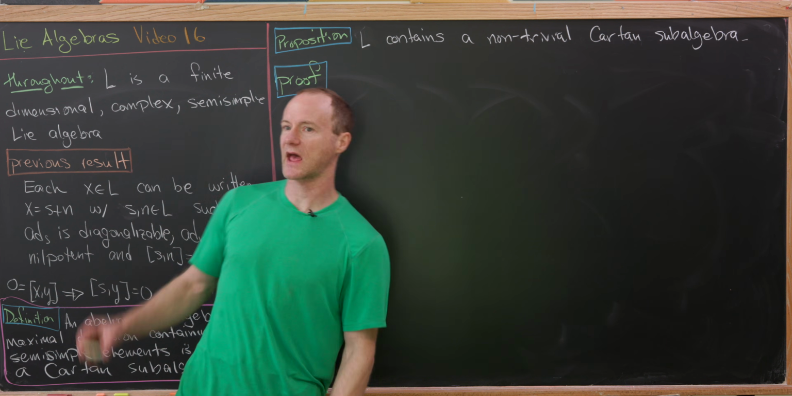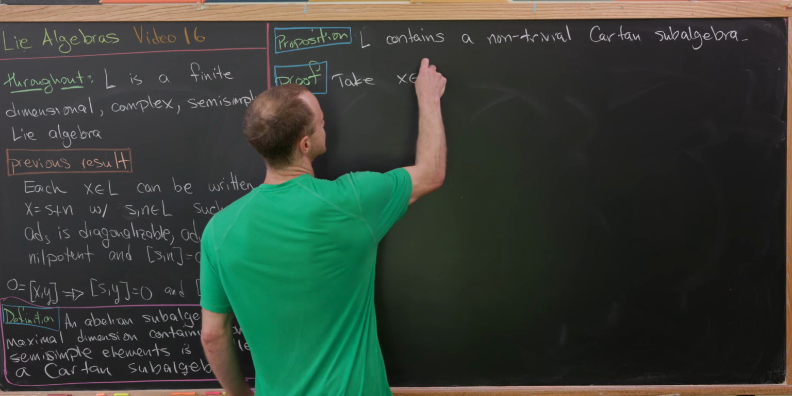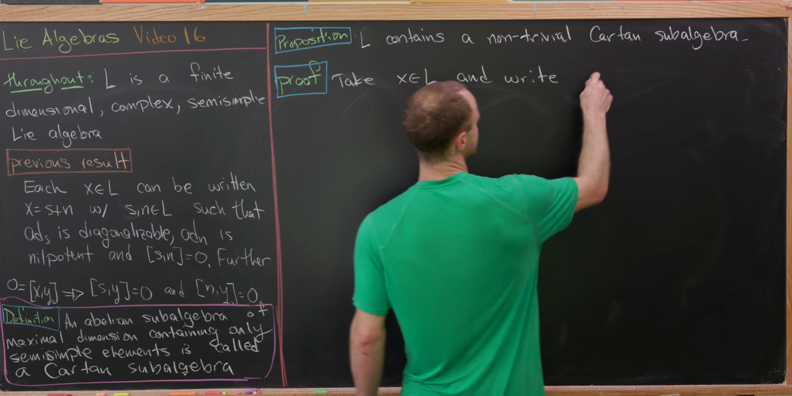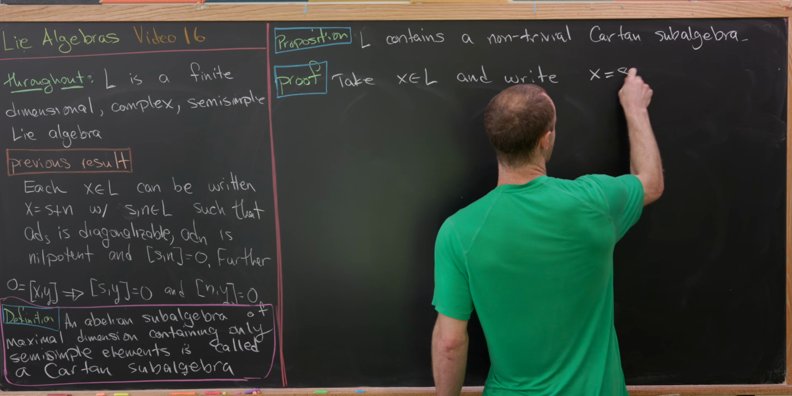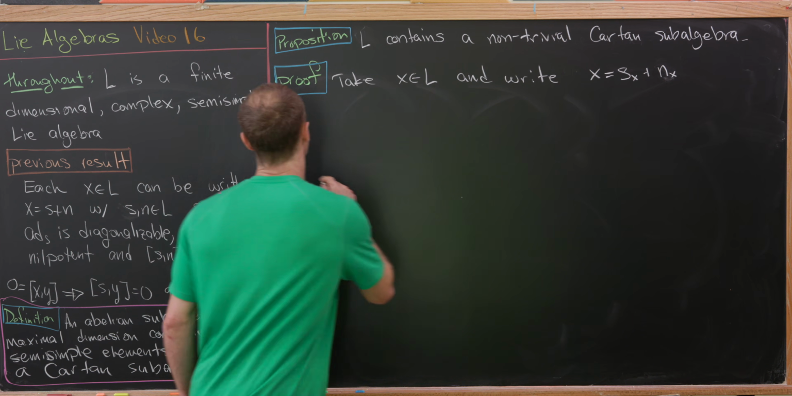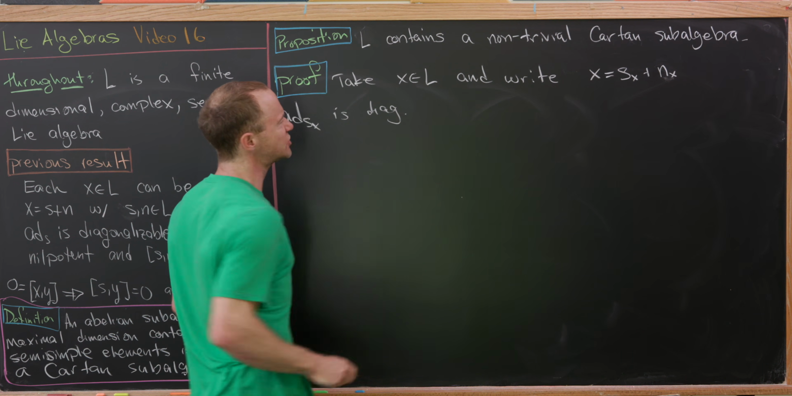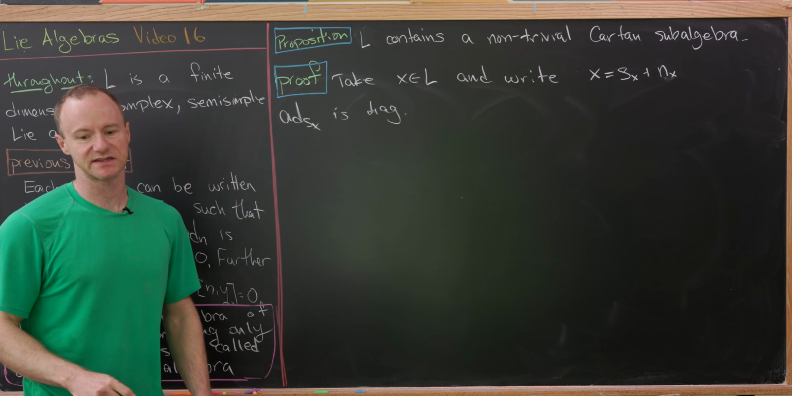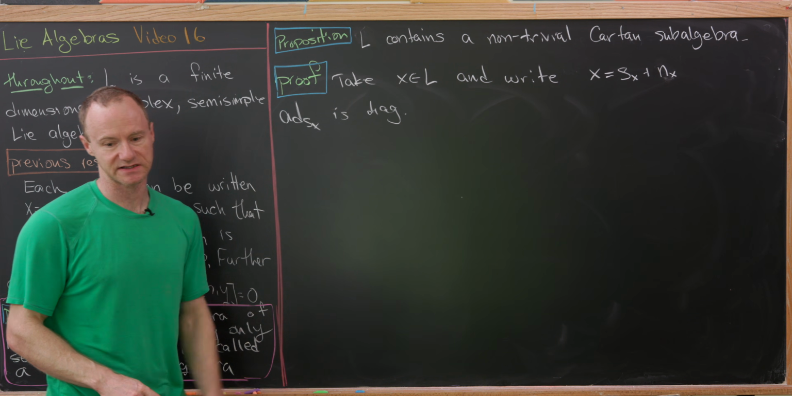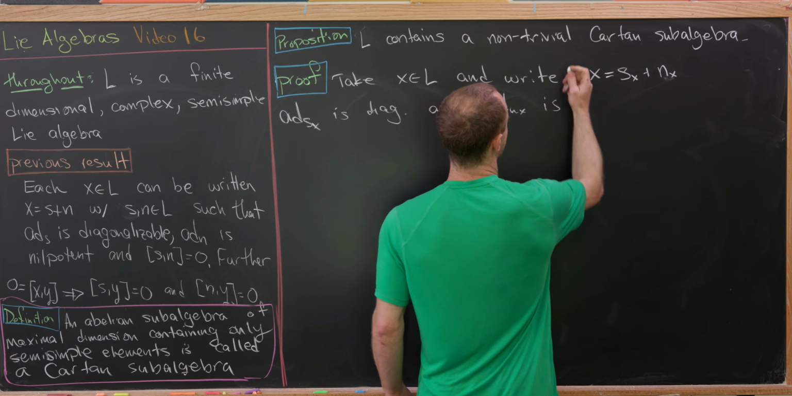Recall, L throughout has these qualities. Okay, so let's get to it. Let's take x in L, and what we'll do is write it using this previous result. I'll write x as s sub x plus n sub x, where ad s sub x is diagonalizable, which is really the same thing as saying s sub x is semi-simple. Remember, an element is semi-simple if its adjoint action is diagonalizable. And ad n sub x is nilpotent.